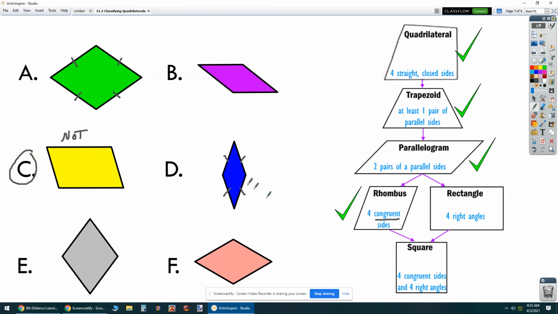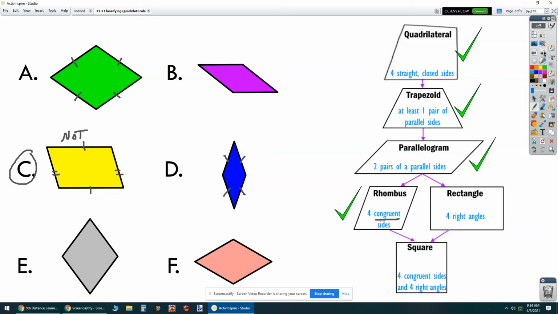It is a parallelogram because it has the top and the bottom parallel, and it has the left and the right parallel, right? And it is a trapezoid, and it is a quadrilateral, but it doesn't count as a rhombus because you can see the top and the bottom match, but the left side and the right side don't match the top and bottom, so it doesn't have four congruent sides.